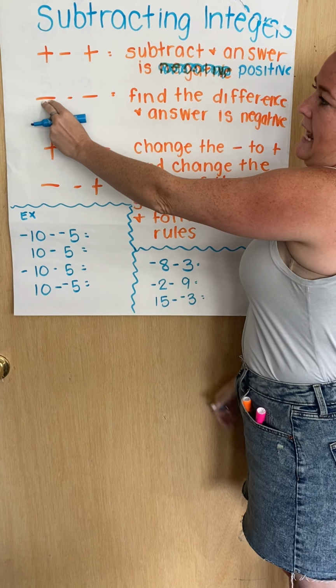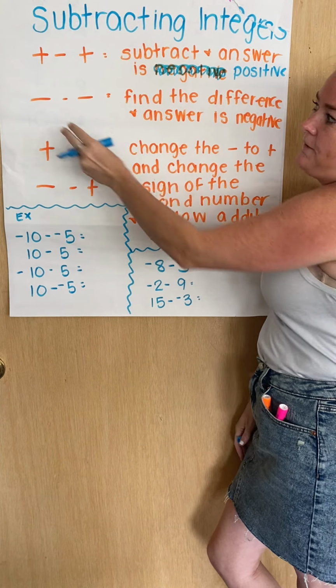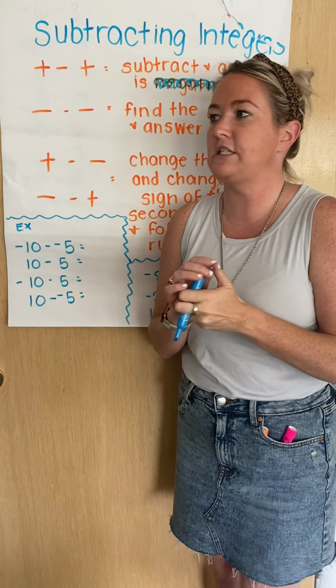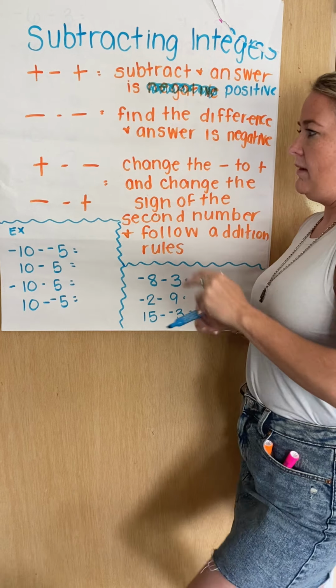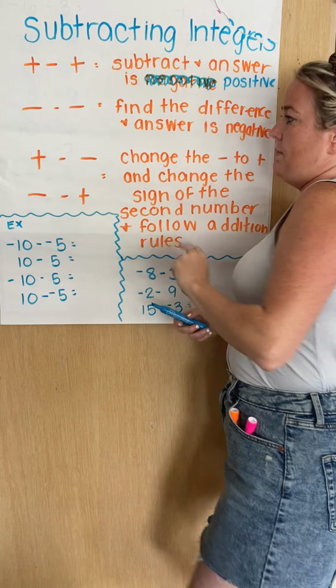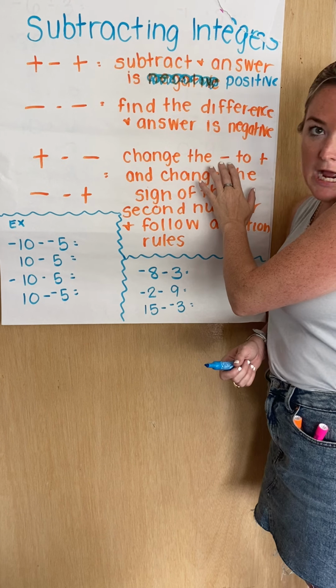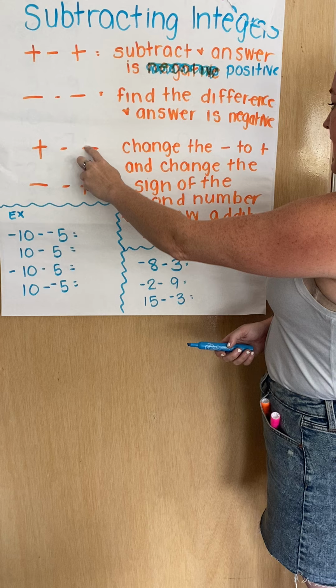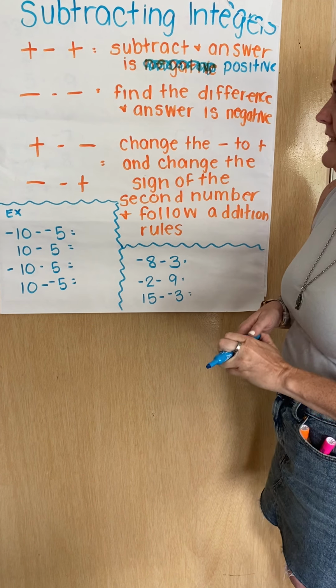When you do a negative minus a negative, you're going to find the difference, so you're going to subtract, and your answer is going to be negative. It's very similar to the rules that we just did with addition. When you are subtracting a positive and a negative, or a negative and a positive, you need to change your subtraction sign to an addition sign. And you are going to change the sign of the second number and follow the addition rules.